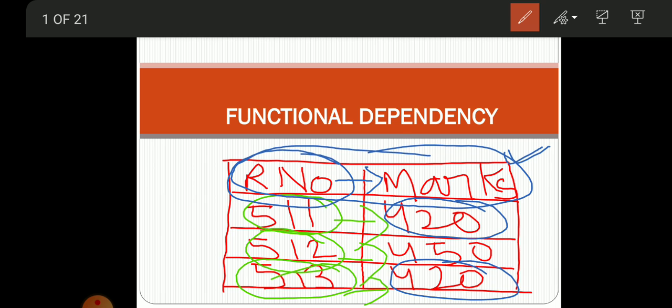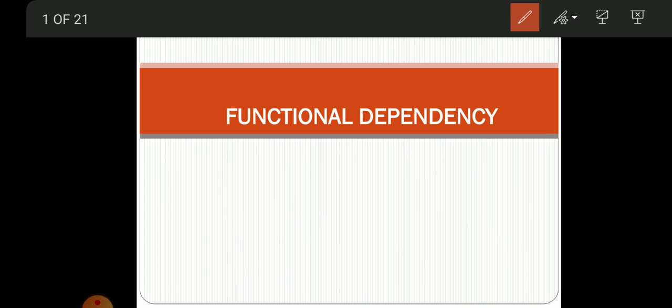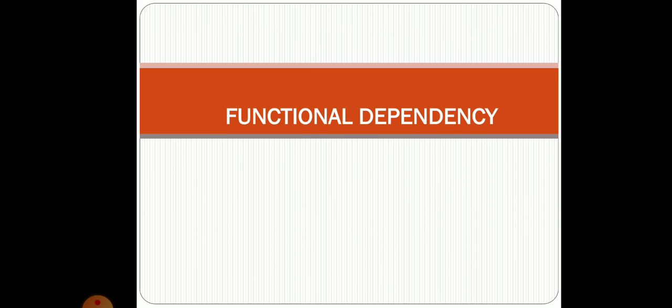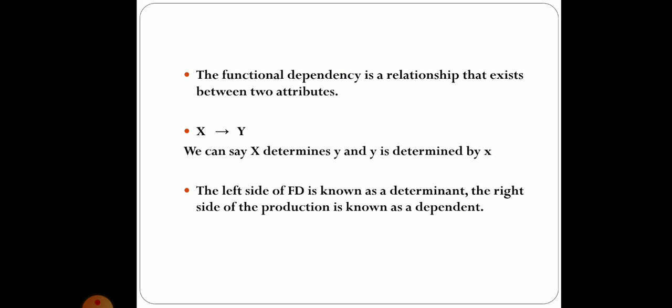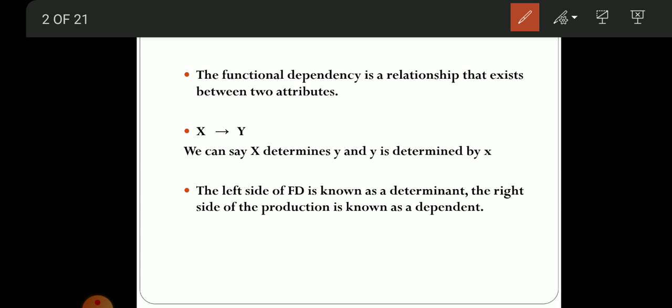Now let's talk about some technical words, the technical definition: what is functional dependency? See, functional dependency is a relationship that exists between two attributes, right? In the previous example, I have taken roll number and marks, two attributes, and the relationship exists between those two attributes. So like this, you can define functional dependency.